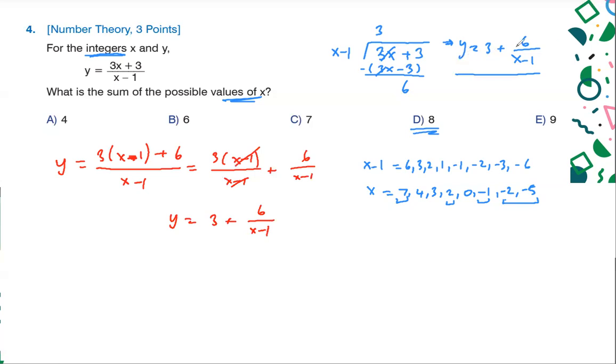So to get another integer, that works every time, which is why we don't really care about this 3. We just need to make this fraction an integer. The only way that will happen is if x minus 1 is a divisor of 6. That's basically what we do right here, and the rest is the same as the first approach. So we are done with this solution as well.